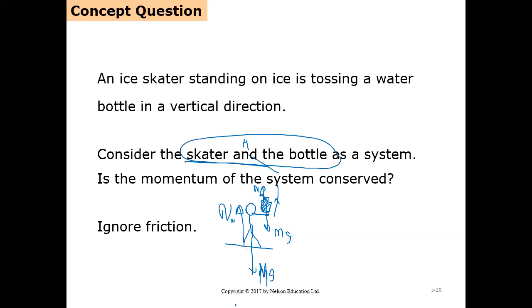So on the system, there will be a net force. If there is a net force, can the total momentum be conserved? No, there is a condition. Total momentum is conserved only if there is no net force. Okay.